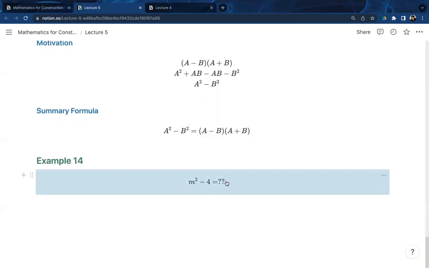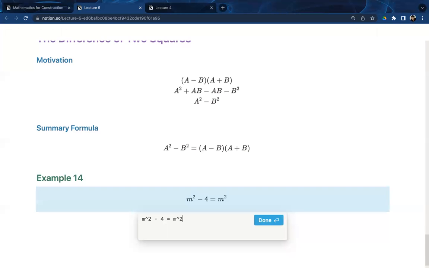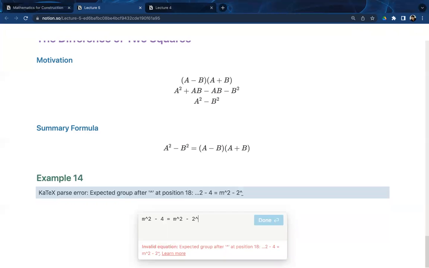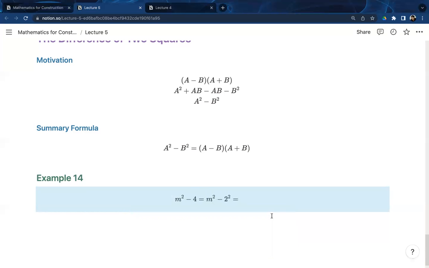if I ask you to factorize this, some of you will be like, well, I have nothing in common here, right? I have nothing in common. But this is the difference of two squares. M is like A and 4 is really B squared. So I could write this as m squared minus 2 squared. Isn't 4 2 squared?